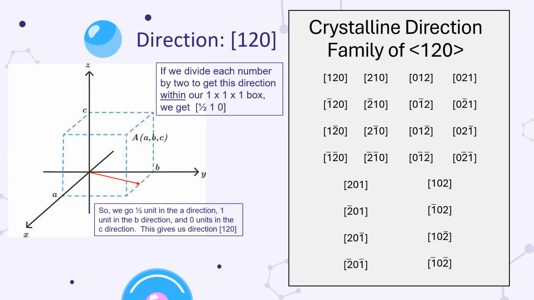For this project, we're going to look at the linear and planar densities of our metals and semiconductors. To do this, we need to understand directions and planes when given to us in Miller indices. First, we're going to look at the direction 1, 2, 0. When we look at the Miller indices, we associate the first number with the letter a, the second with b, and the third with c. However, we want to show this direction within our 1a by 1b by 1c box, so we want to divide each number by 2 to give us 1/2, 1, 0. So this direction is 1/2 unit in the a direction, 1 in the b, and 0 in the c, as shown by the red arrow. The family of directions to the right shows all of the directions that are equivalent to 1, 2, 0.